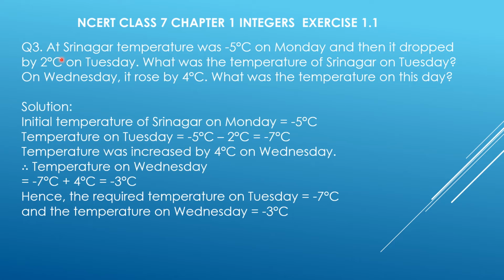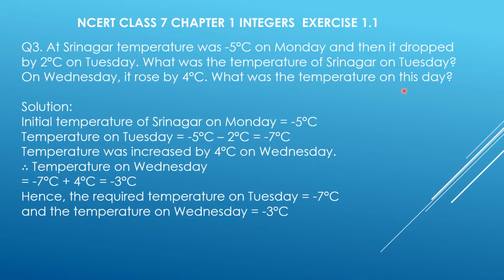The next question, number 3. At Srinagar, the temperature was -5 degrees Celsius on Monday and then it dropped by 2 degrees on Tuesday. Dropped by 2 degrees means it decreased by 2 degrees. What was the temperature of Srinagar on Tuesday? On Wednesday, it rose by 4 degrees Celsius. So on Wednesday, what happened? The temperature increased by 4 degrees centigrade. What was the temperature on this day?